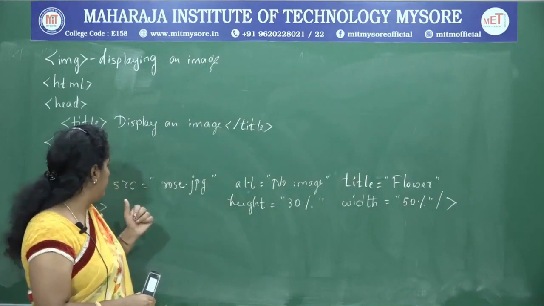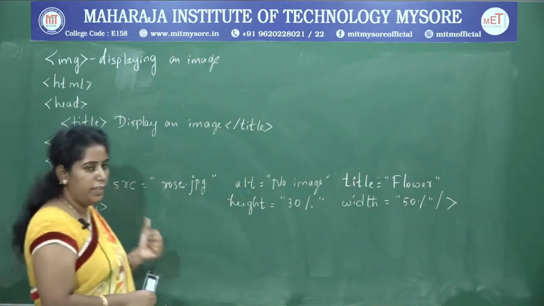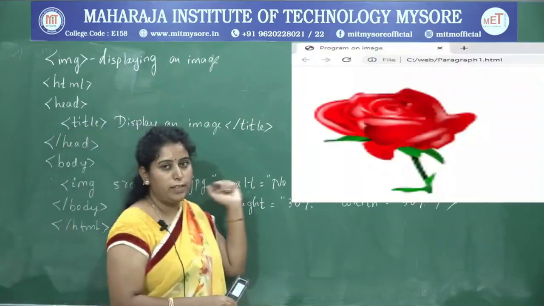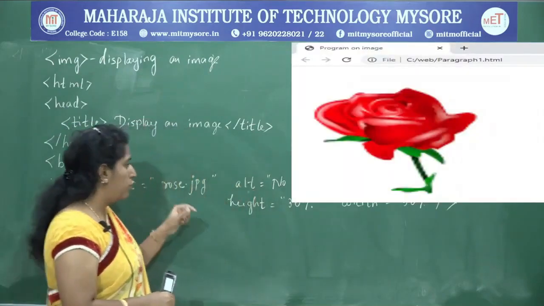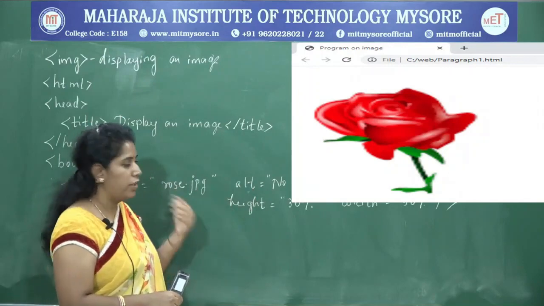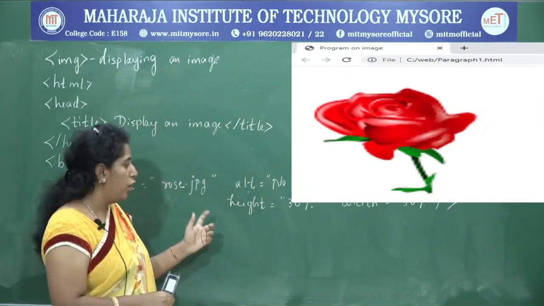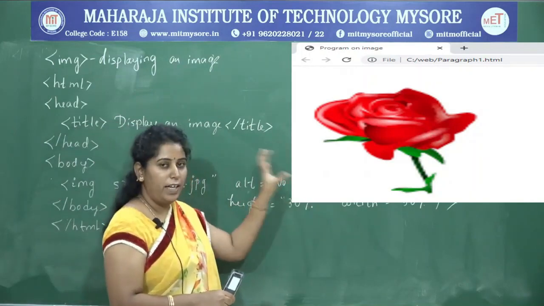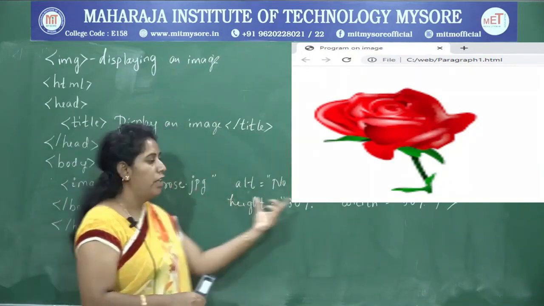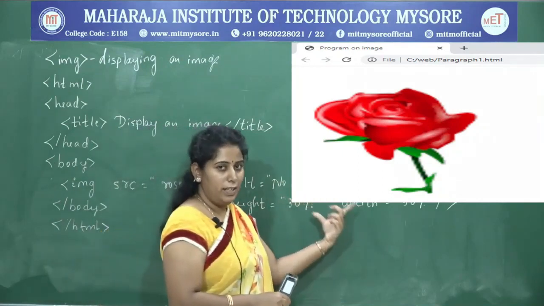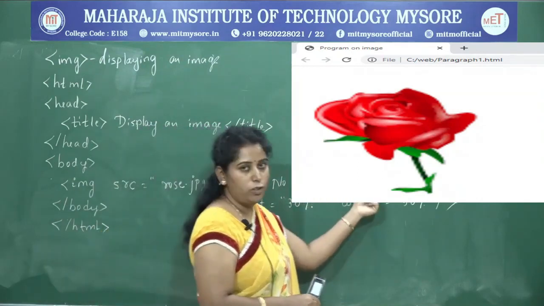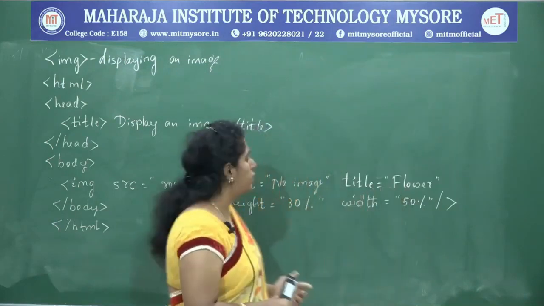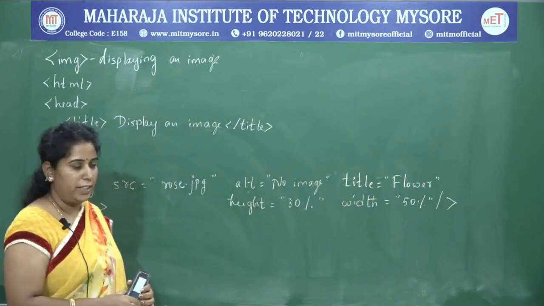After modifying the statement in this way, let me run the program once again so that you can see the difference while using different attributes, and what kind of output can be observed. Finally, you can look into the output screen where the image has been displayed with these two set dimensions, and also you can notice the title is flower. So this is all about the image tag.